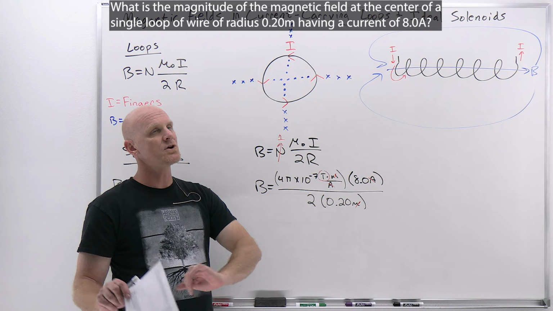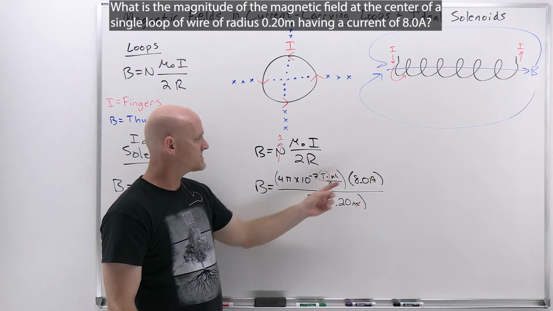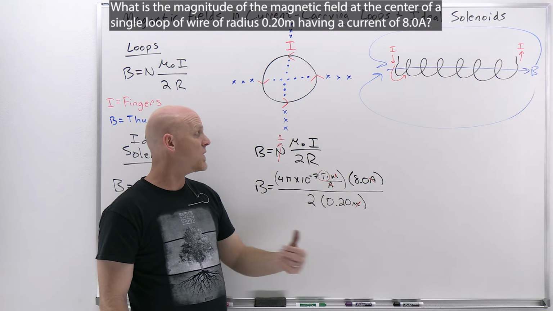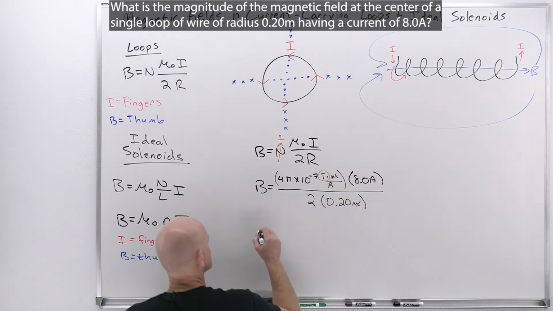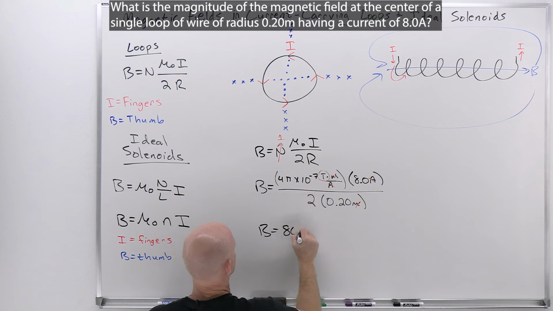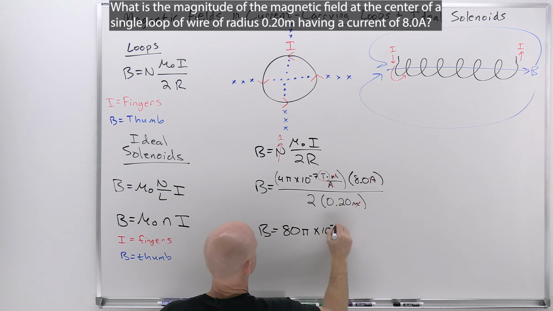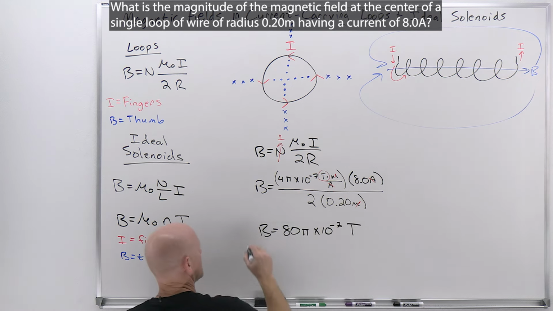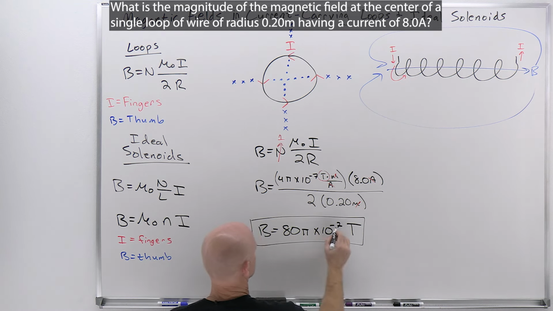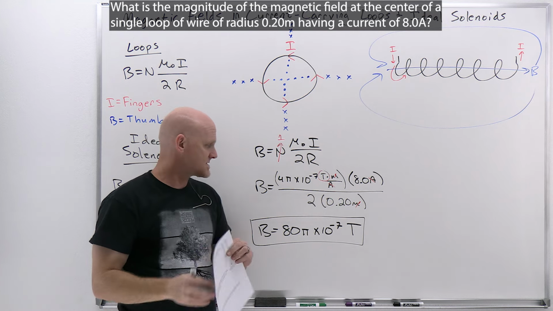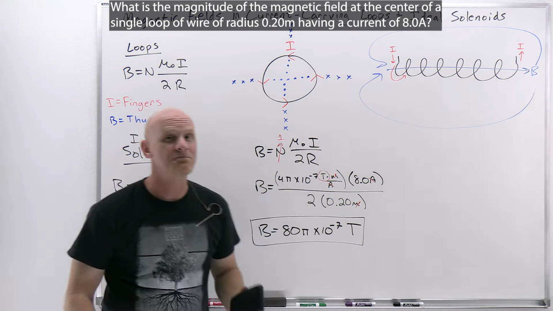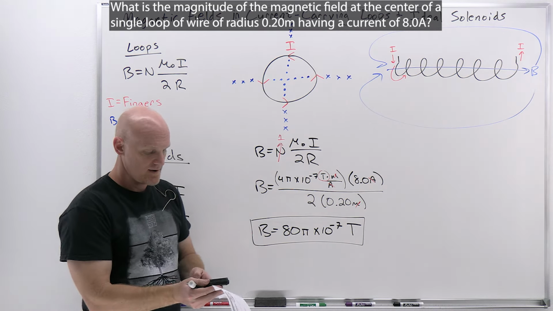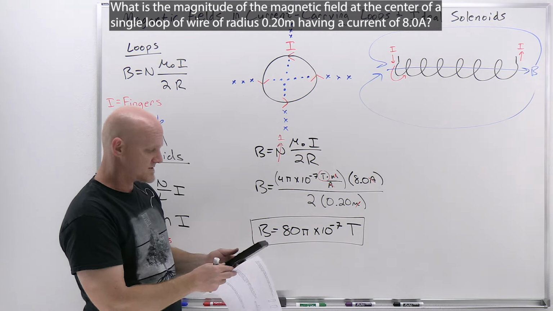And again, you can just plug this all into your calculator. But 8 divided by 2 is 4, 4 divided by 0.2 turns out to be 20, 20 times 4 is 80, and so this is going to come out to 80 pi times 10 to the negative 7 Tesla, whatever that happens to be. Sometimes professors like to give you numbers that you can do without a calculator and leave it in terms of pi, which personally I find kind of annoying. So in this case, let's go and figure out what that is as well.